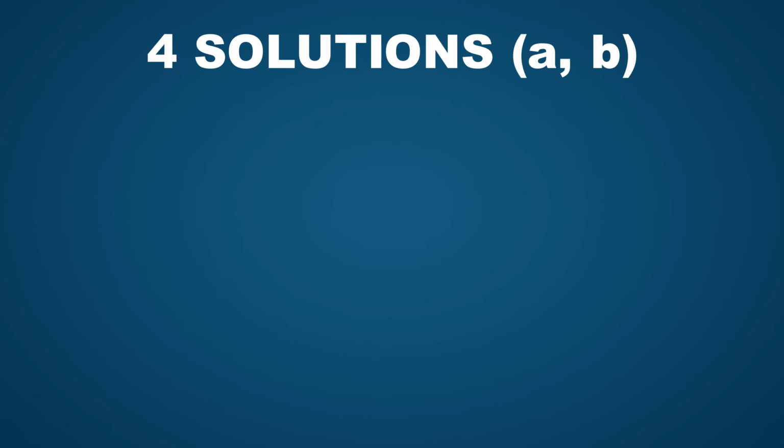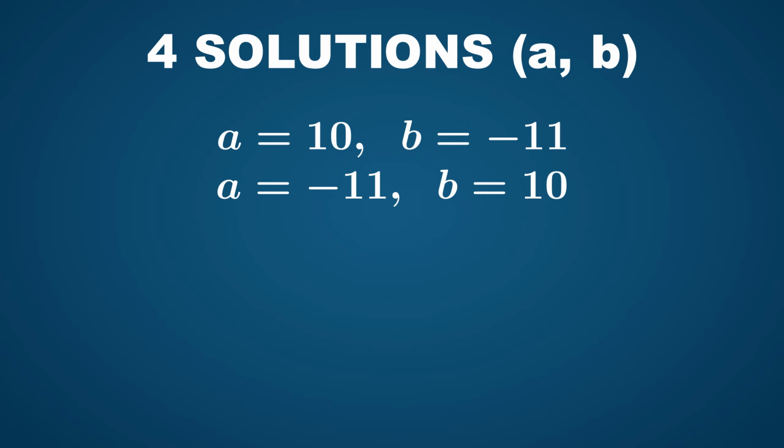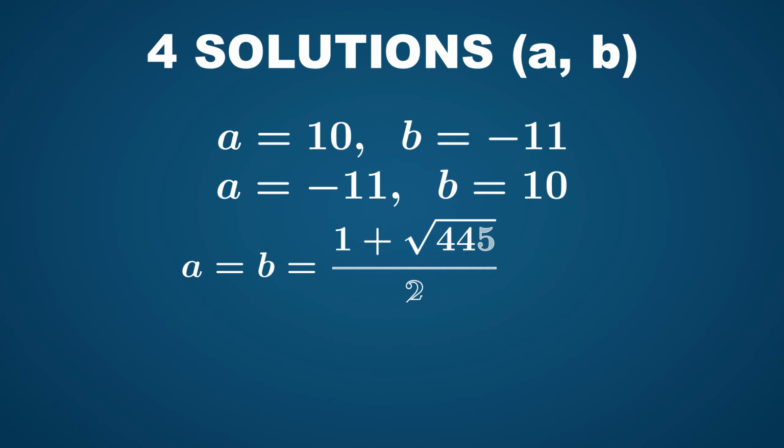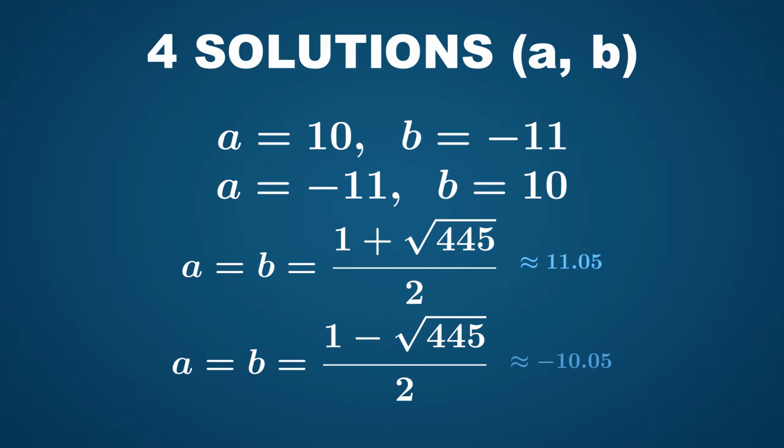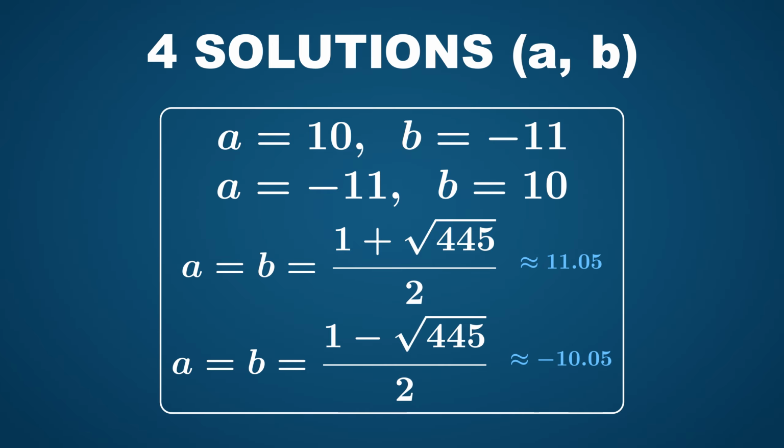So the system has four solutions, as ordered pairs. A equals 10, with b equals negative 11. A equals negative 11, with b equals 10. A equals b equals 1 plus the square root of 445, all divided by 2. And a equals b equals 1 minus the square root of 445, all divided by 2.